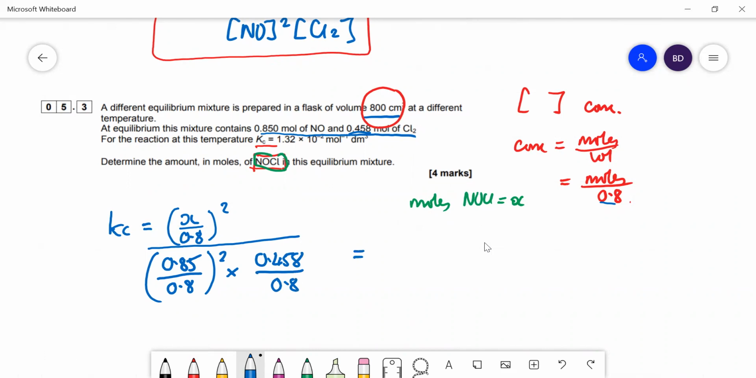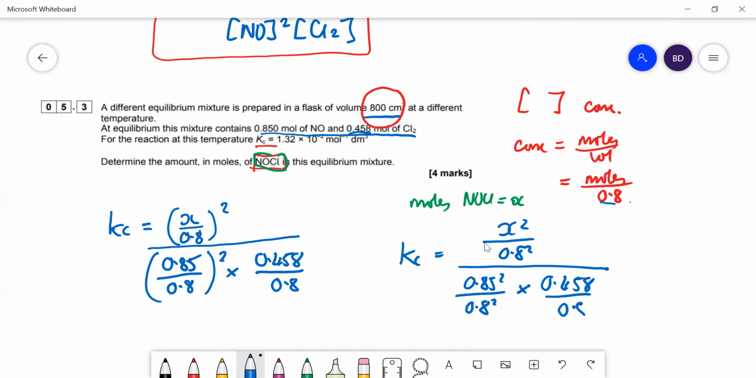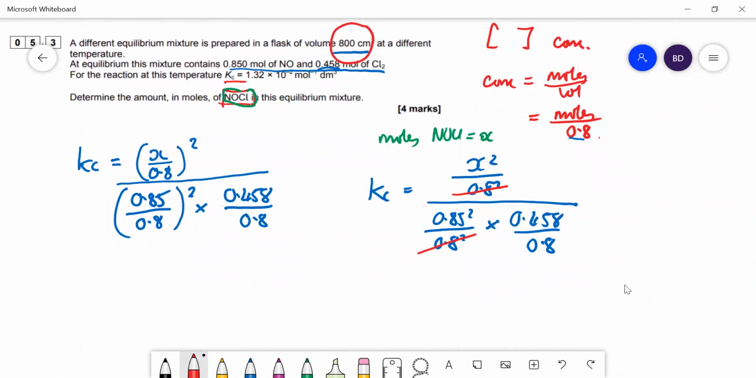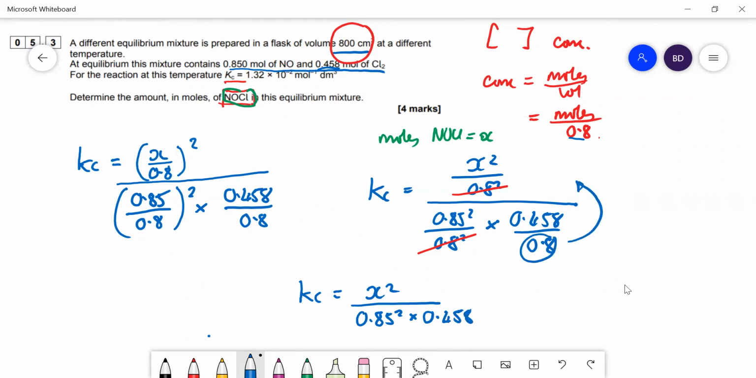Okay, so I'm going to simplify that. I'm going to multiply these brackets out. Kc gives us X squared over 0.8 squared, and that's 0.85 squared over 0.8 squared, multiplied by 0.458 over 0.8. Now you can save yourself a little bit of plugging numbers into calculators by doing it this way, because you can cancel out some stuff here. You can see that that 0.8 squared is going to cancel out with that 0.8 squared. So let's just rearrange that equation then. Kc is equal to X squared over 0.85 squared multiplied by 0.458. Now that 0.8 is going to go up to the top line, so that's X squared multiplied by 0.8.